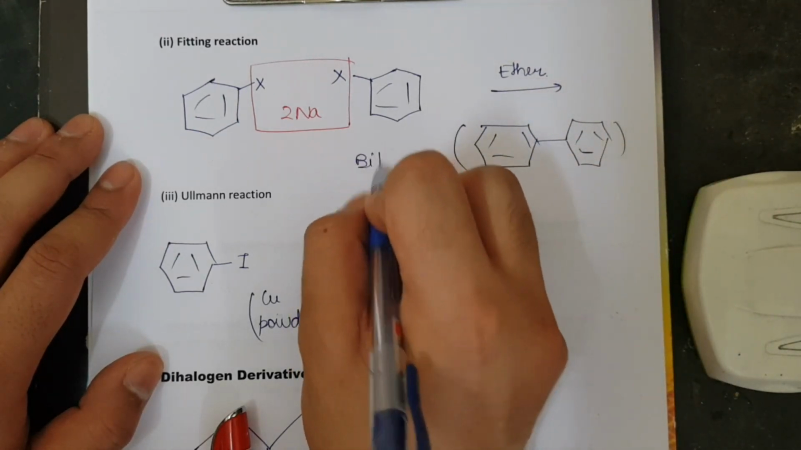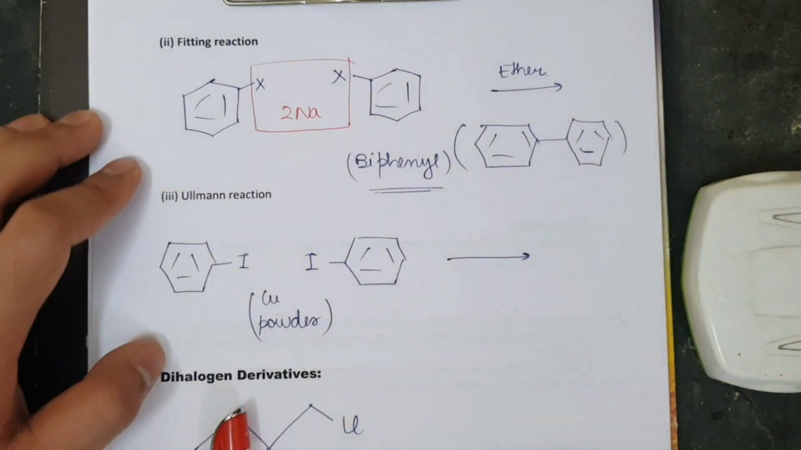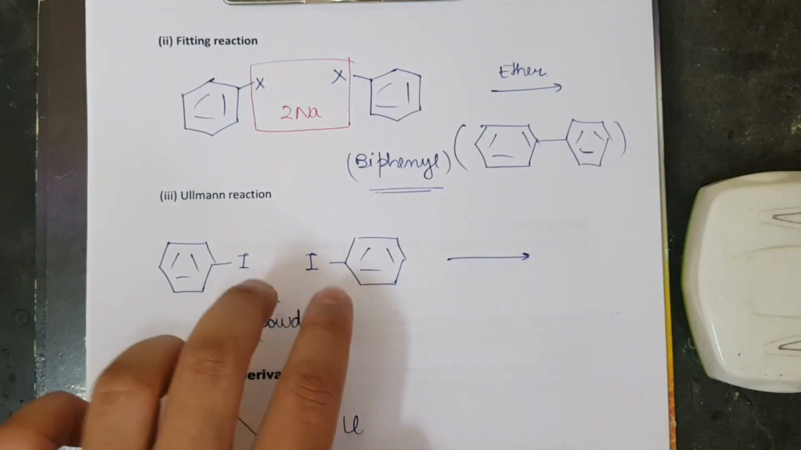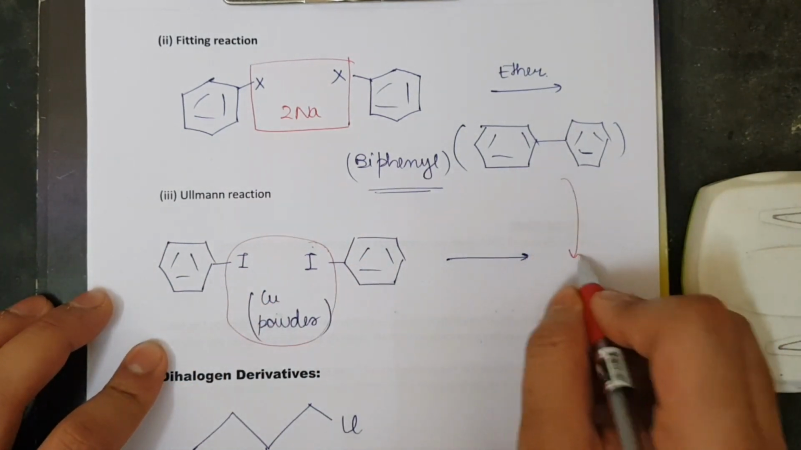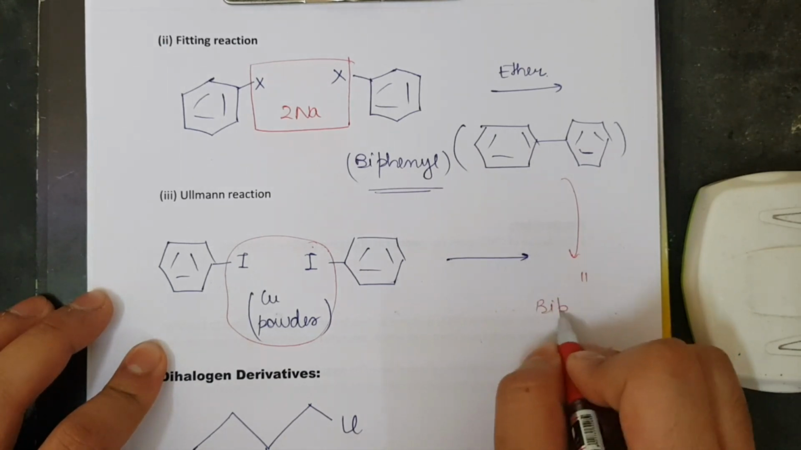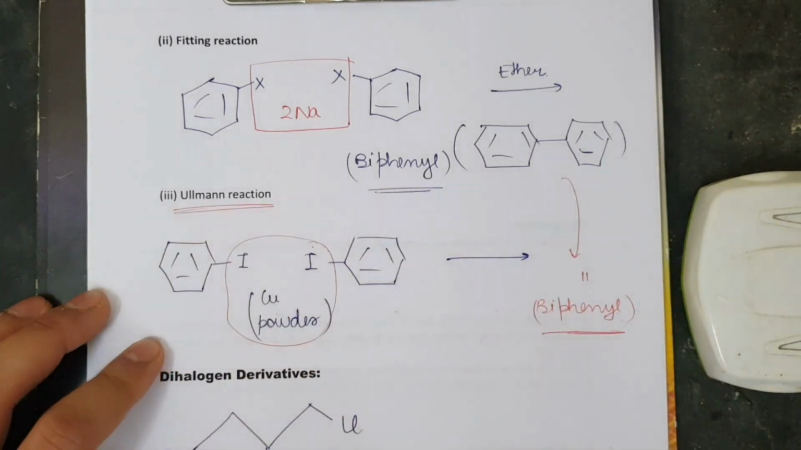Okay, biphenyl. Next is Ullmann's reaction. Similar thing happens here, but here iodine is present and Cu powder is there. Removal of this happens, giving me the same biphenyl product. But it is a name reaction, that is why this should be known to you.